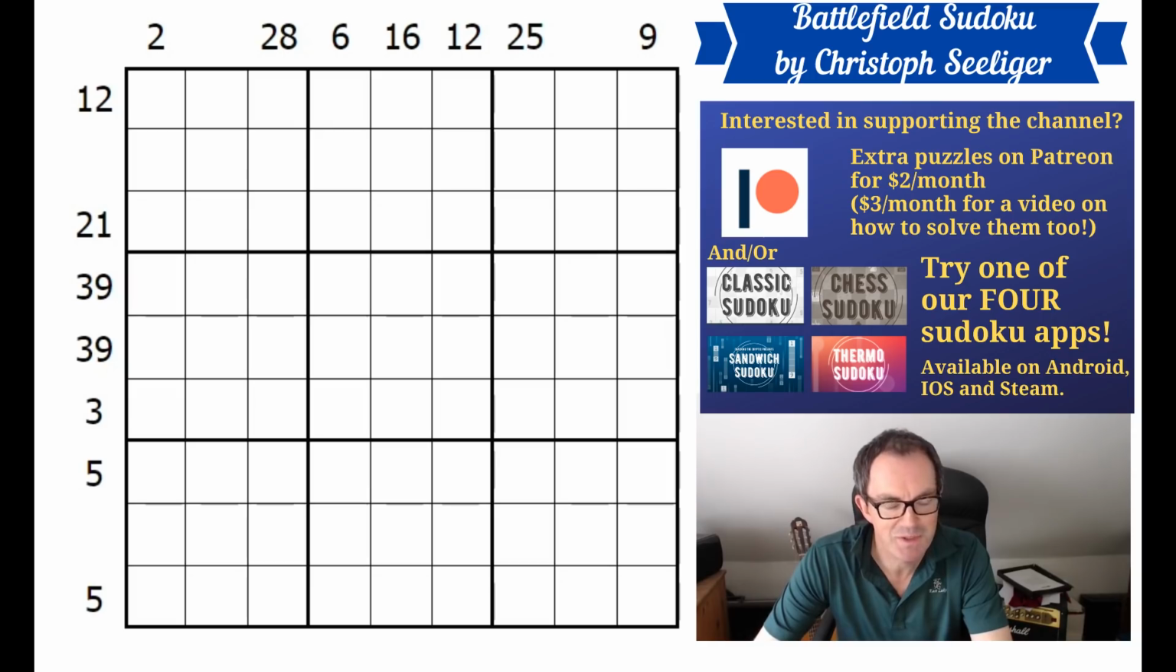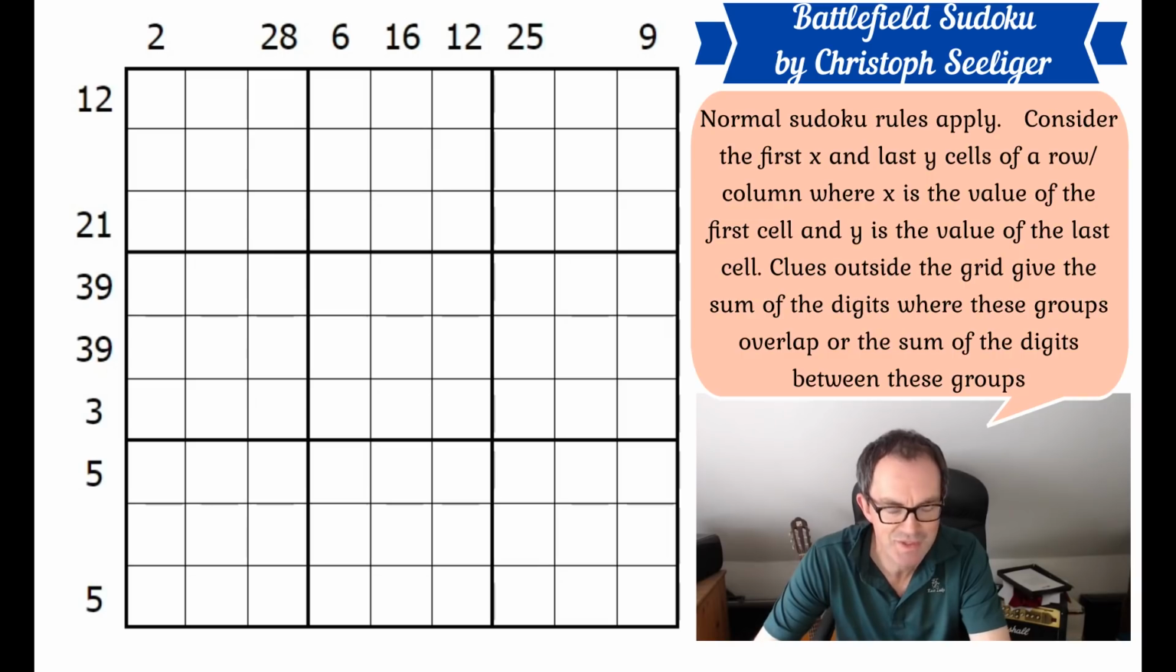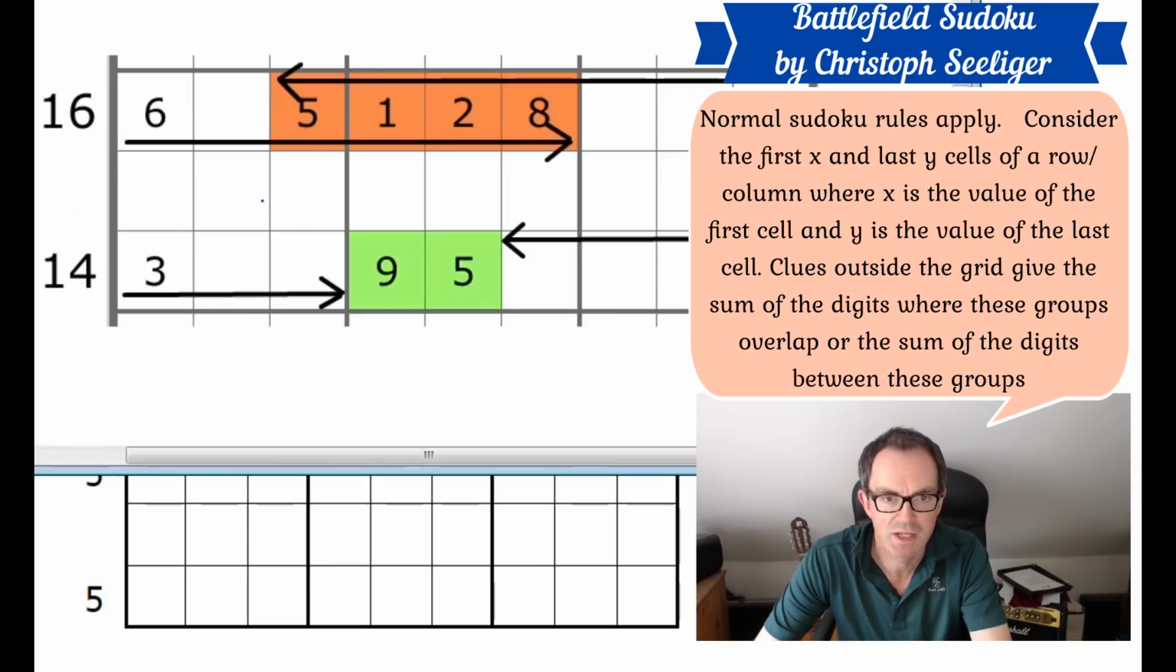Now, the rules of this puzzle are quite interesting, so do put your thinking caps on for what I'm about to tell you. They sound worse than they are, so we're going to go through an example after I've read them out. Normal Sudoku rules apply. Consider the first X and last Y cells of a row or column, where X is the value of the first cell and Y is the value of the last cell. Clues outside the grid give the sum of the digits where these groups overlap, or the sum of the digits between these groups.